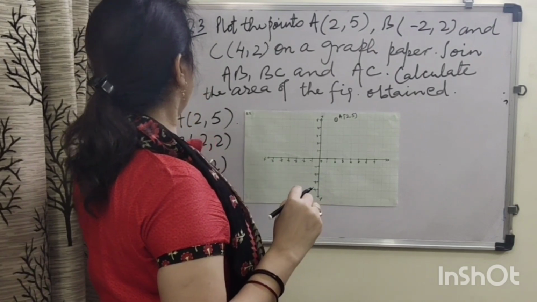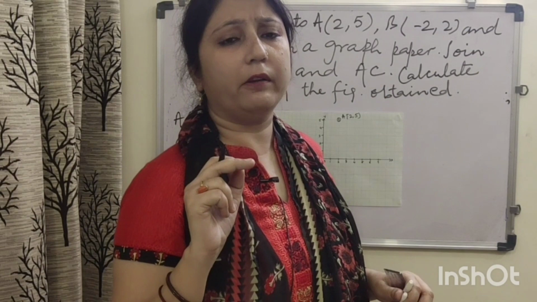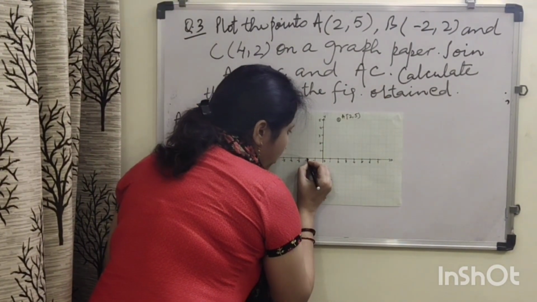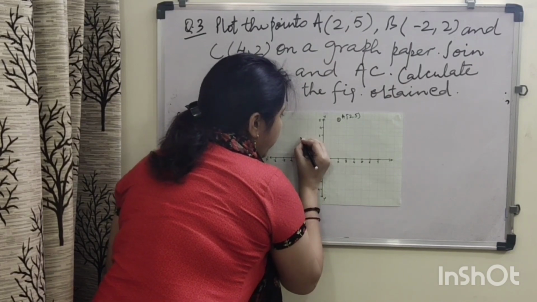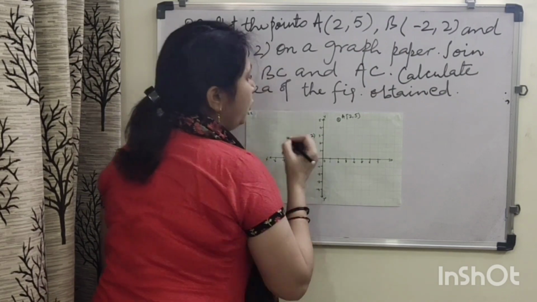Another point B is minus 2, 2. X coordinate is minus 2, negative value. Y is plus 2. So minus 2 over here and plus 2 over here, vertically up. This is your point B, minus 2, 2.